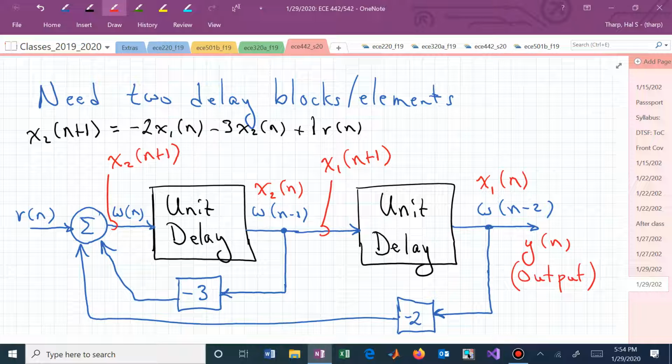If that's the case, what is y of n in terms of x1, x2, and r, those three at time step n? This has no dynamics. It just has a linear relationship between x1 of n, x2 of n, and r of n. What is y of n? Again, this one's too easy that it's hard. This is just x1 of n.